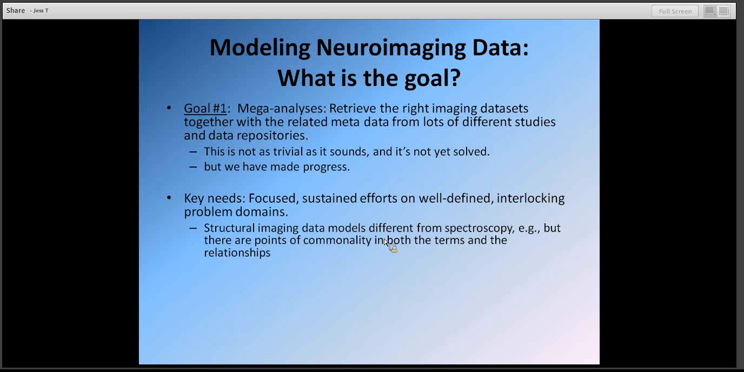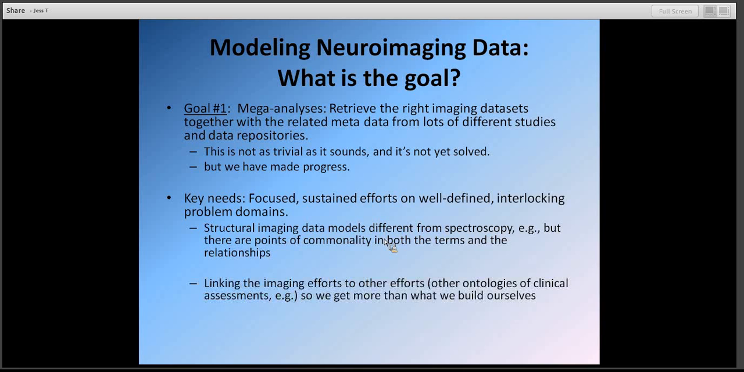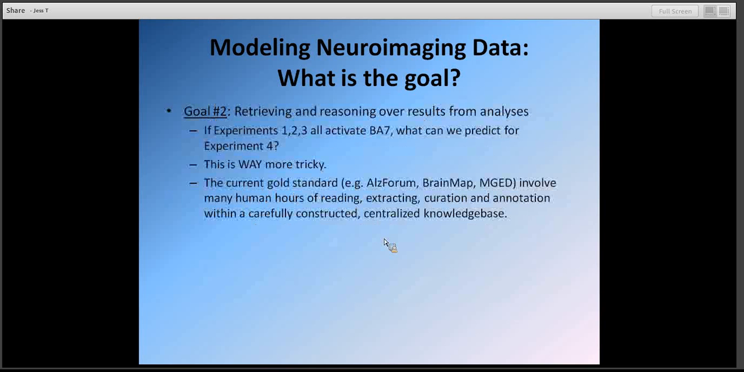But anyway, the interest that I have primarily is mega-analysis, retrieving the right imaging data sets, along with what I need to understand what it is that they did, so that I can do analyses. And it sounds pretty trivial, but it's not really solved yet. There's a lot of folks who need to be working on this to identify, for example, what all do we need to know about structural imaging? What's a data model for spectroscopy? And where do they coordinate with each other? And we're trying to do that as part of a number of different data sharing efforts.